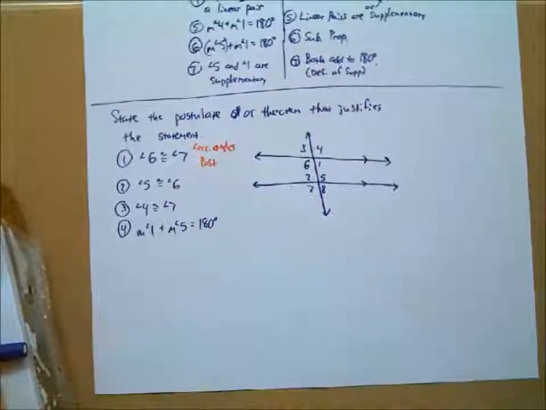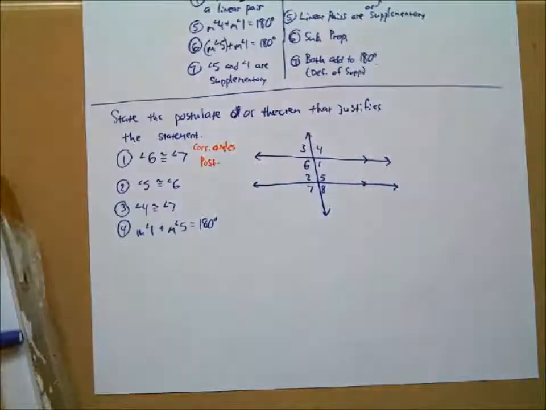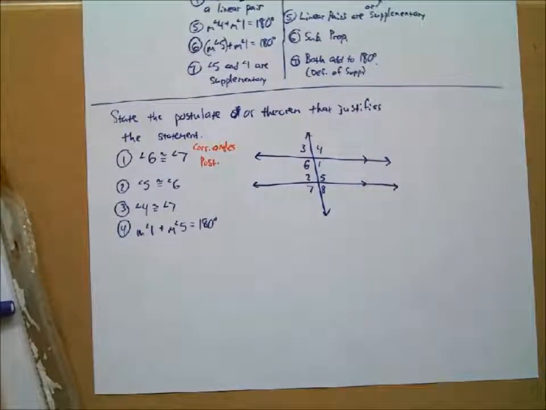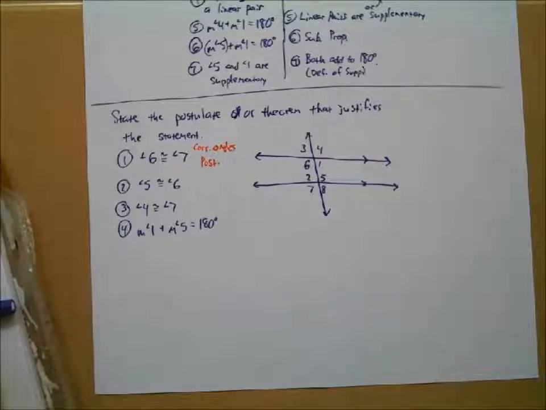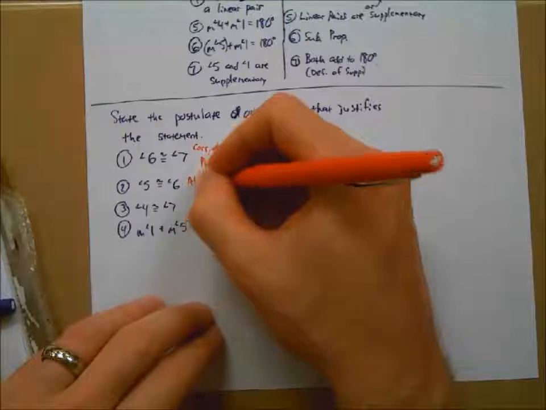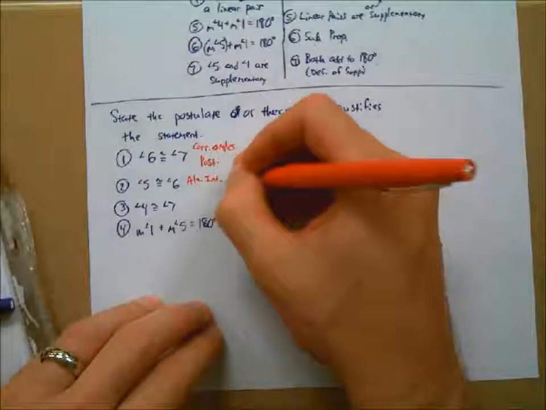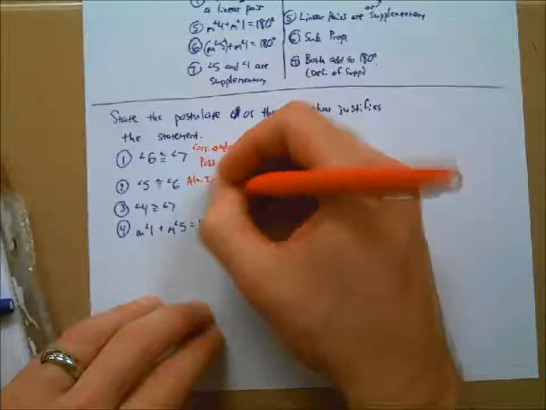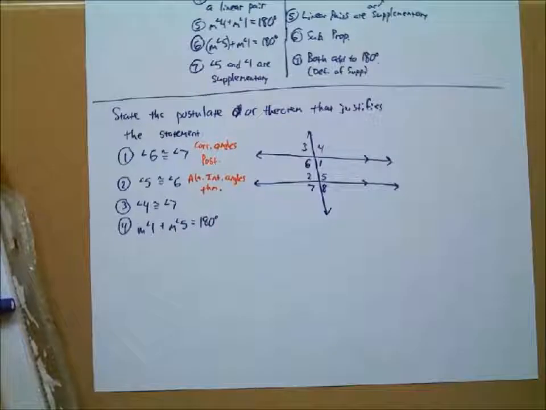Okay. So you kind of see what I was shooting for there now? Yeah. Okay. Let's go to Caroline, number 2. What postulate or theorem allows us to say that angle 5 is congruent to angle 6? You got it. Good job. Alternate interior angles theorem. Okay, cool. Good job, Caroline.